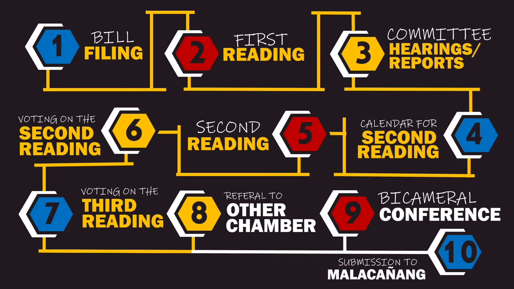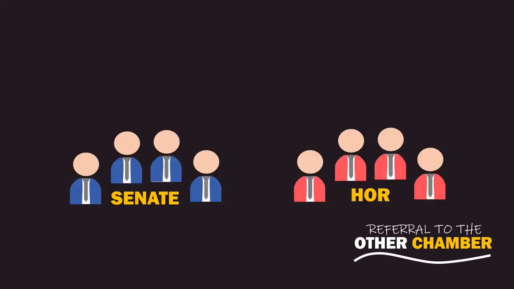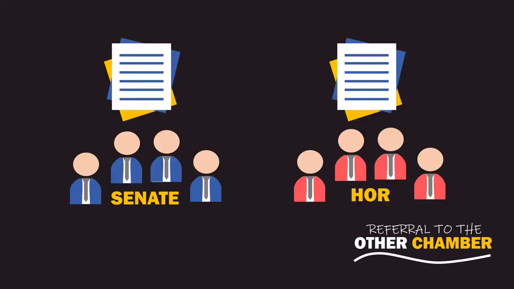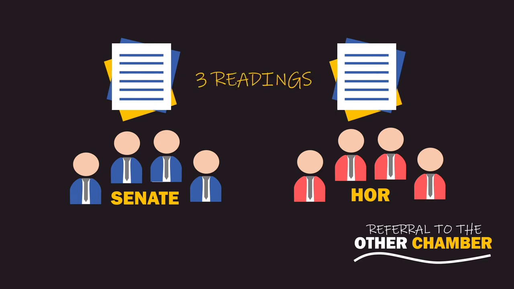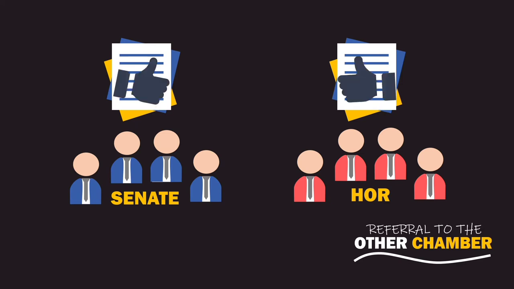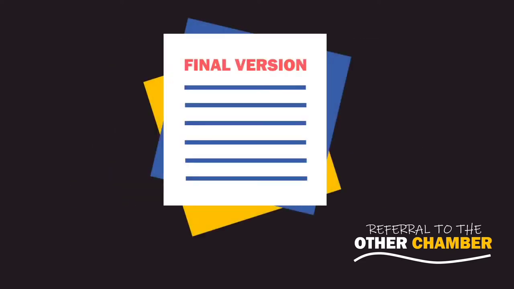Step 8. Referral to the other chamber. When the House or Senate passes a bill, it is referred to the other house, where it follows the same procedure by conducting the 3 readings also. If the House-approved version is compatible with that of the Senate version, the final version's enrolled form is printed.